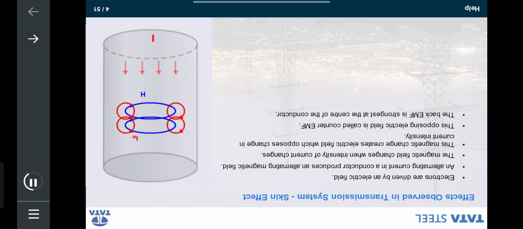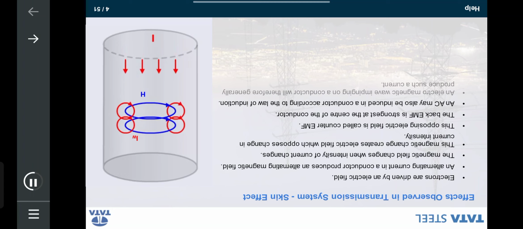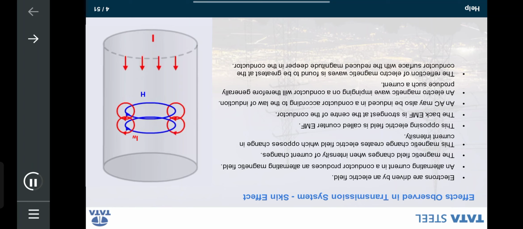The back EMF is strongest at the center of the conductor and forces the conducting electrons to the outside of the conductor as shown. An AC may also be induced in a conductor due to an alternating magnetic field according to the law of induction. An electromagnetic wave impinging on a conductor will therefore generally produce such a current. This explains the reflection of electromagnetic waves from metals. Regardless of the driving force, the current density is found to be greatest at the conductor surface, with reduced magnitude deeper in the conductor.